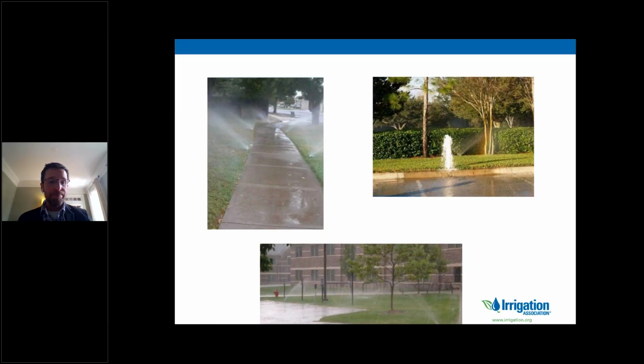This is not the norm. Maybe it's not as common as you think, but it does happen. And it's something that our industry needs to wrap our heads around and overcome these obstacles to create a better way to practice and promote efficient irrigation in the landscapes.